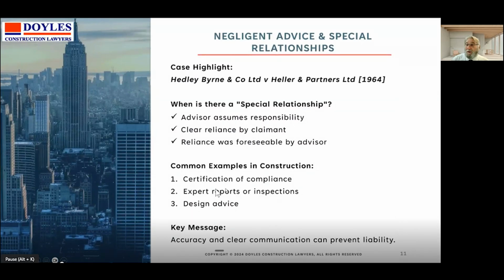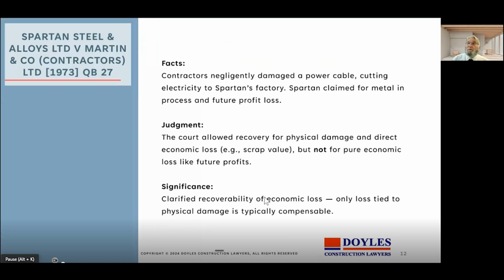The examples in construction: certification of compliance, expert reports for investigation, design advice. So somebody there is holding himself out to be competent and specially qualified, and there's clear reliance by a claimant, and the situation is usually foreseeable. So you can see that these cases consider concepts that are going to be relevant to construction.